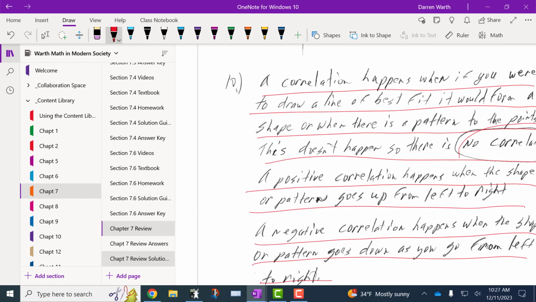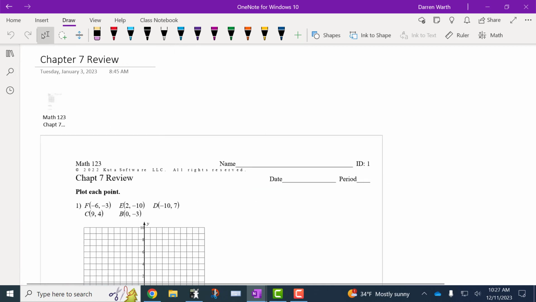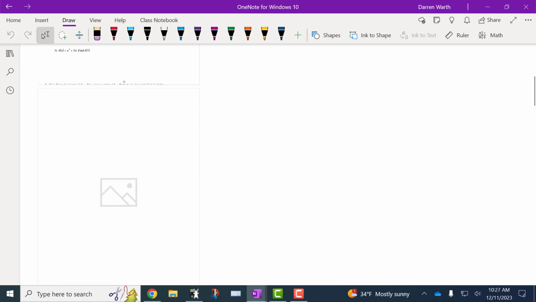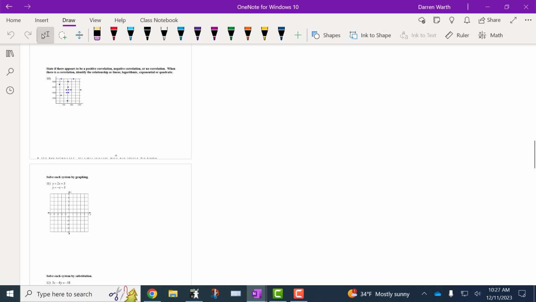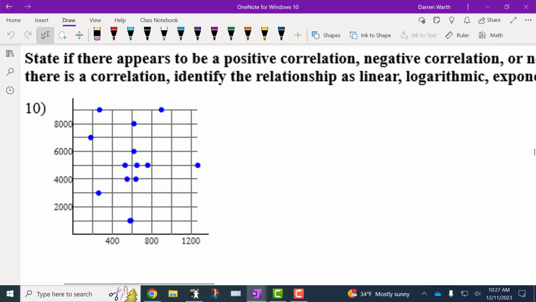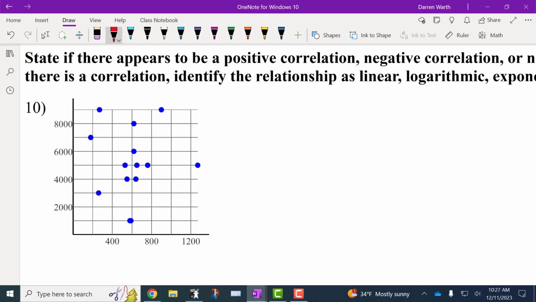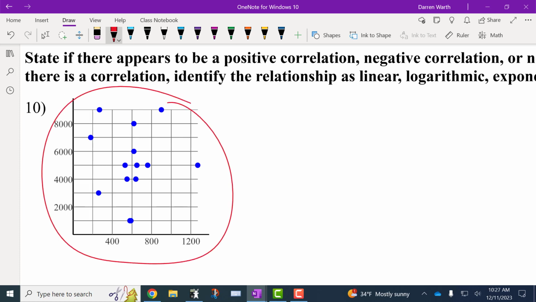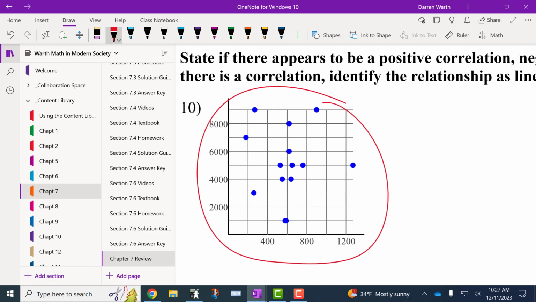So if we look at our review right here, as you scroll on down to this problem, number 10, you're going to see there is no shape that it forms. In other words, there's no correlation that I can draw between all those. There's just random dots everywhere. So if that's the case, there's going to be no correlation. So we're going to look at this next problem.